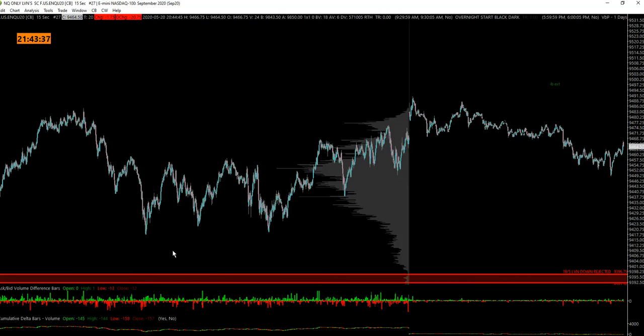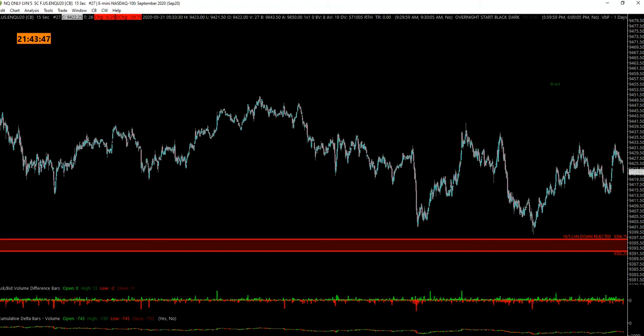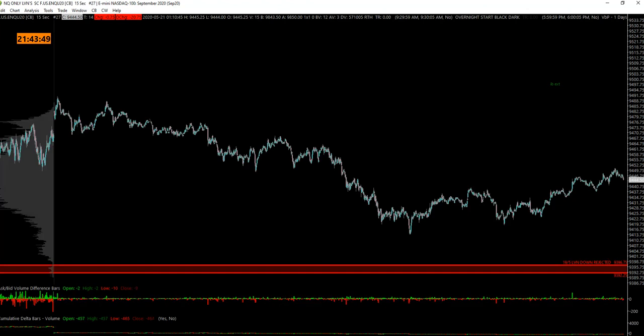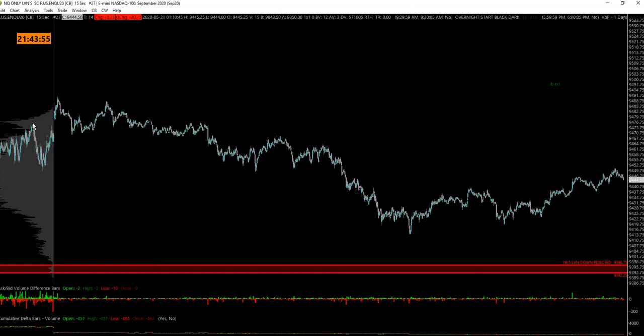Comes in, never really touches it. This is the day's volume profile, and we continue going. And then on the same level here, you could say, okay, this thing wants to continue. You need this low volume node here to hold.